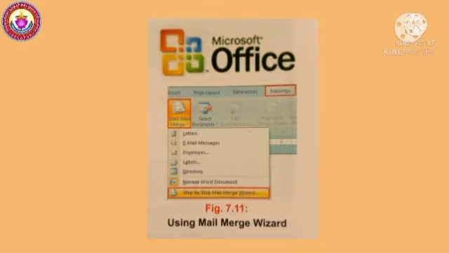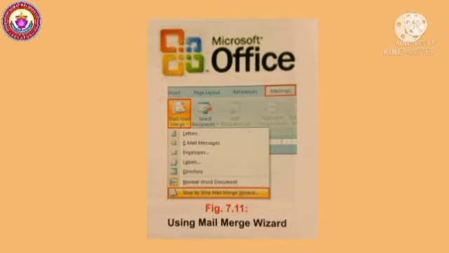To create a main document, follow these steps. Create a new document and type a letter or open an existing letter in MS Word that you want to send to different people at different addresses. Then click on Mailings tab. Select Step-by-Step Mail Merge Wizard option from Start Mail Merge drop-down option.